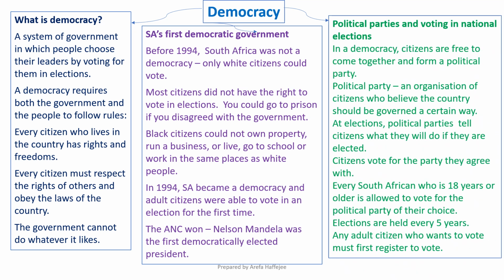Now, you want to know basically what is a political party and how does voting occur. Now, in a democracy, citizens are free to come together to form a political party. A political party is basically an organization of citizens who believe that the country should be governed in a certain way. Now, during an election, the members in the political party canvass. Canvass basically means that they go around and give people reasons why they should vote for them, and they tell them what they're going to do for the country.